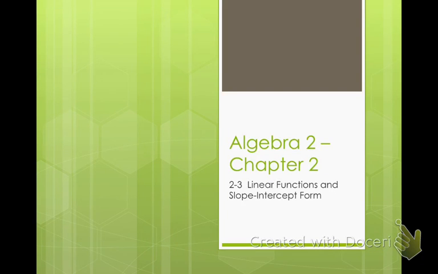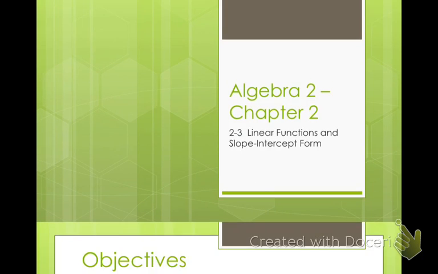Hey guys, so yesterday we did direct variation equations, which are just lines that go through the point 0, 0. So we're going to do some more with lines today. These are going to be in slope-intercept form, which is everybody's favorite.